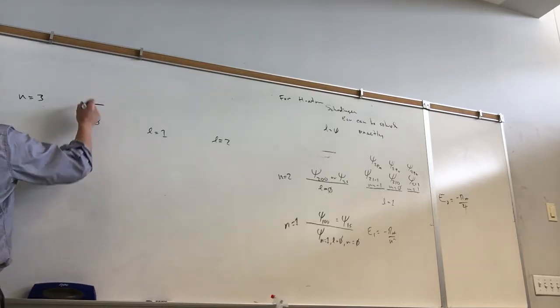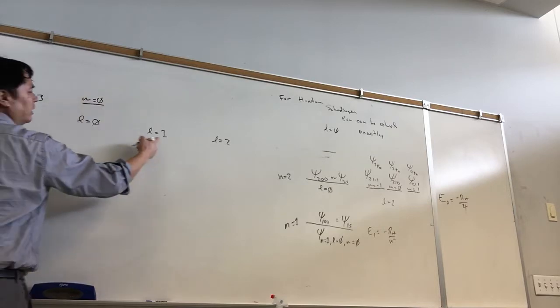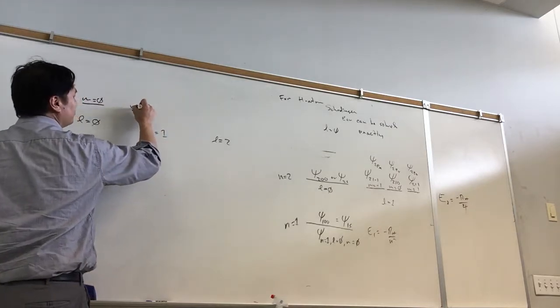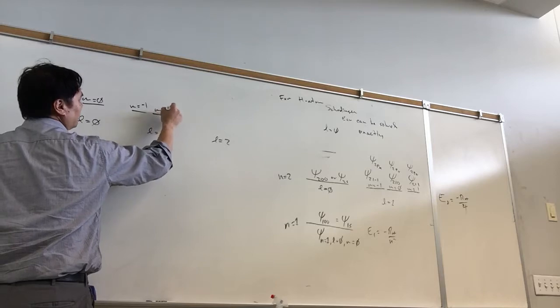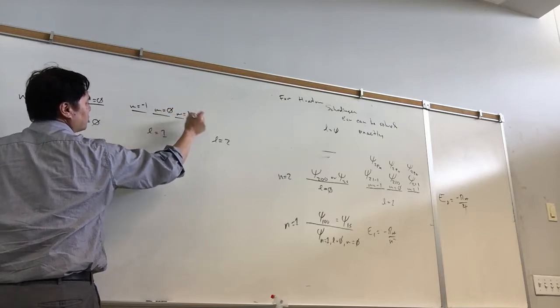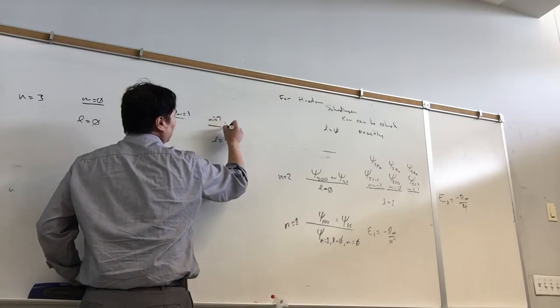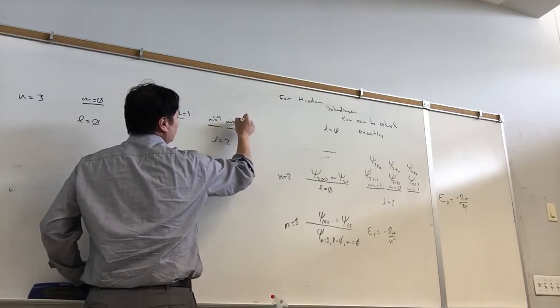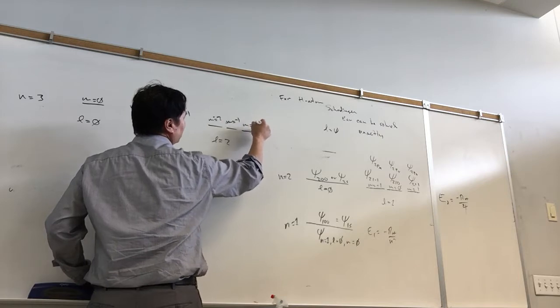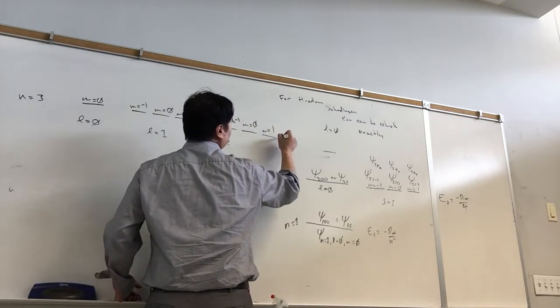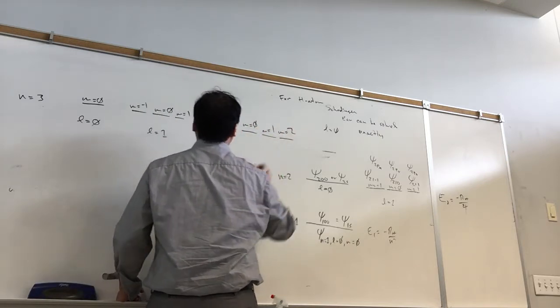When L equals 0, m is equal to 0. When L equals 1, then m equals minus 1, m equals 0, and m equals plus 1. When L equals 2, m equals minus 2, m equals minus 1, m equals 0, m equals plus 1, m equals plus 2.